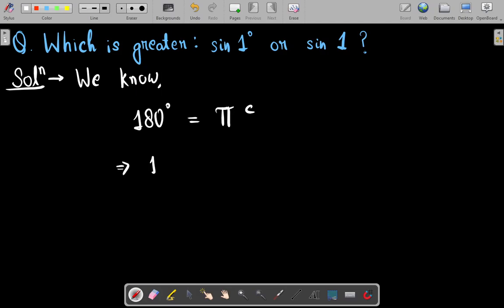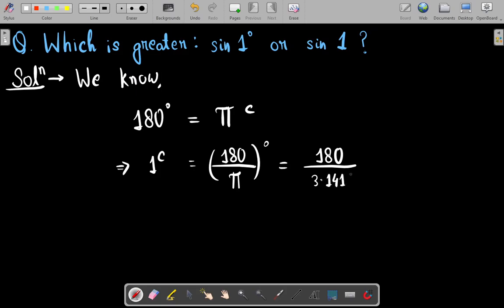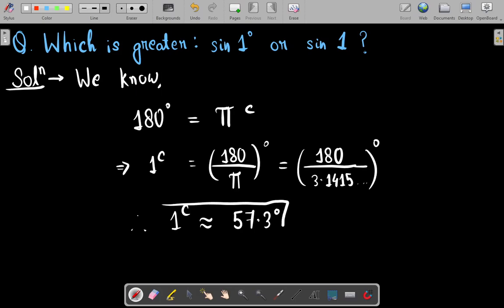we have 1 radian. If we try to find the value of 1 radian, this will be equal to 180 by pi degrees. The value of pi is 3.1415, and it goes on. If we divide 180 by 3, this is 60. Since pi is more than 3, this will be slightly less than 60. If we do the calculation using a calculator, it comes out that 1 radian is approximately equal to 57.3 degrees. This is the value of 1 radian angle in terms of degrees.